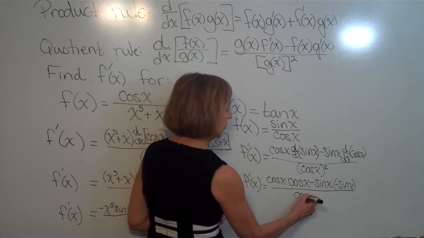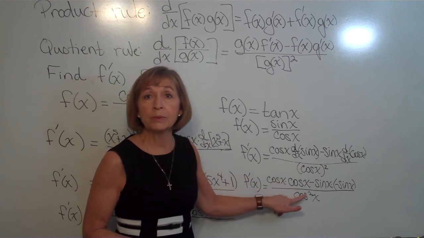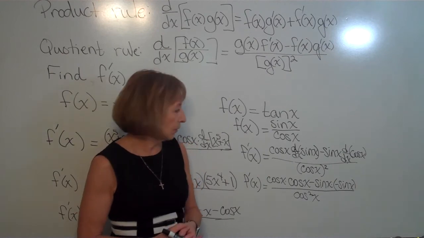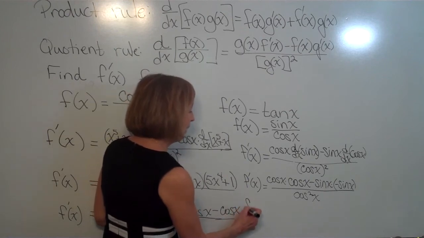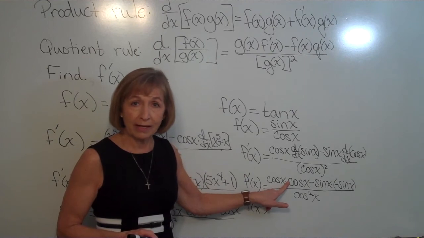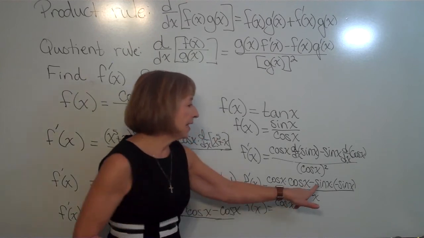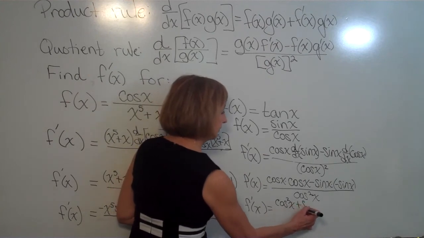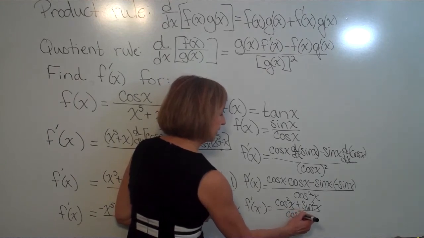All over cosine squared x. Remember that cosine x quantity squared is rewritten, in a simplified or agreed upon way of writing it, as cosine squared x. Now look what happens in the numerator. My f prime of x, in simplification, has a numerator of cosine squared x and then negative sine x times negative sine x is positive sine squared x. And that's all over cosine squared x.